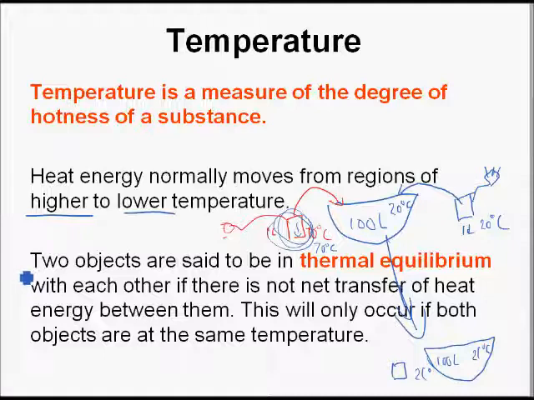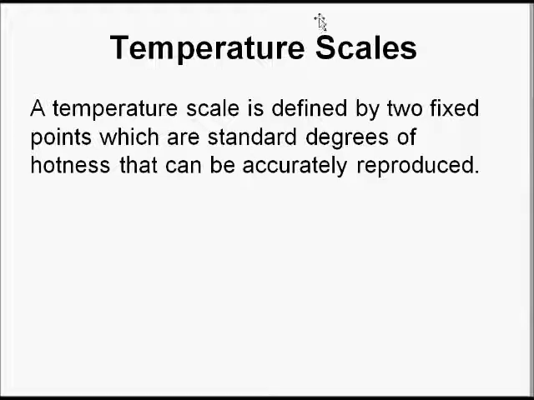Okay, so substances can store energy, and heat, or thermal energy, is one way that they do that. We use temperatures to talk about how hot one thing is compared to another. That's not necessarily saying how much energy it has compared to another thing. Alright, so temperature scales, they are defined by two fixed points, and they are standard degrees of hotness which we can measure accurately. What is this talking about?